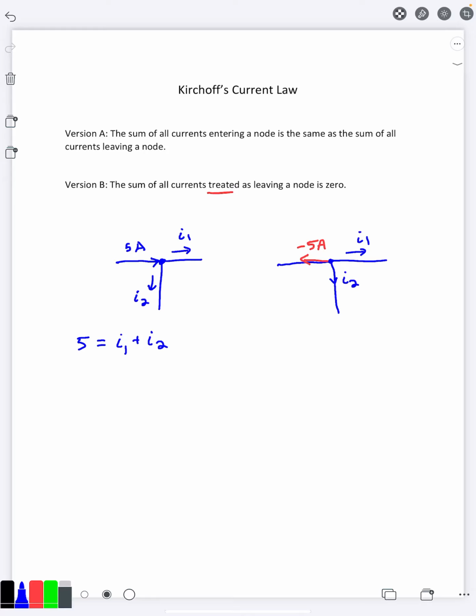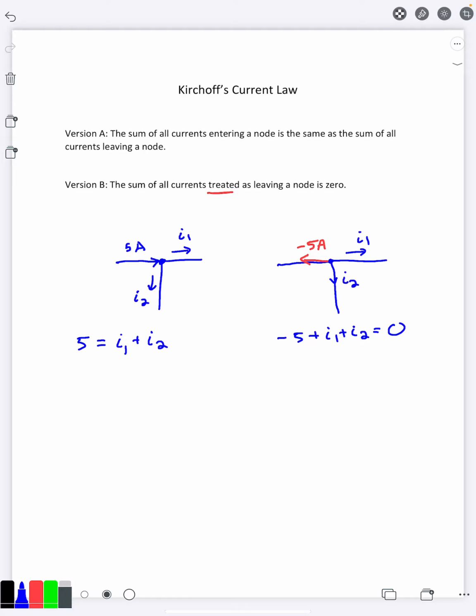And if we now add up all the currents going out, we'd have negative 5 plus I1 plus I2, and it's supposed to equal 0 here. And you can see if you move the 5 over, you get the same equation that we already had. So you see version A and version B, they are mathematically equivalent.